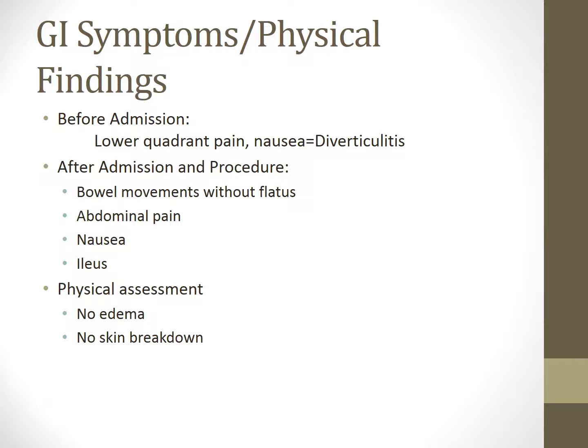After speaking with MH, we discussed her GI symptoms before admission and after admission and her procedures. Before admission, she indicated that she had lower quadrant pain with nausea, and she was very aware of how it felt like diverticulitis. After admission and after her procedures, she was eventually able to have bowel movements with flatus, but with the ileus, she had bowel movements without flatus. She had abdominal pain, she was nauseous, and then she had her ileus, which decreased her GI motility.